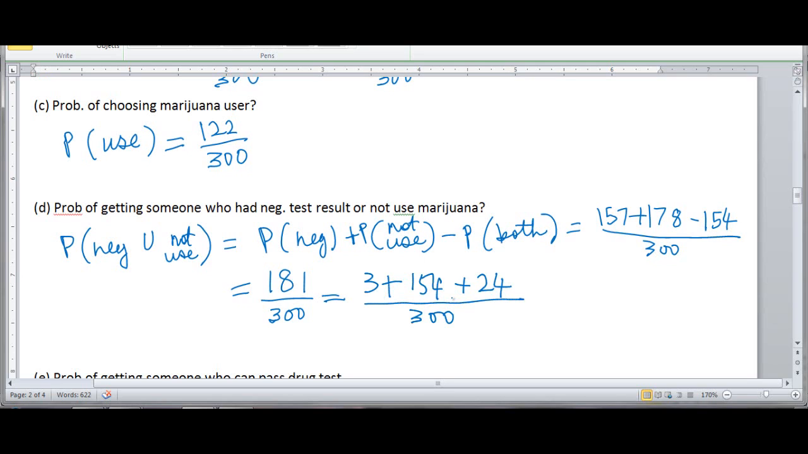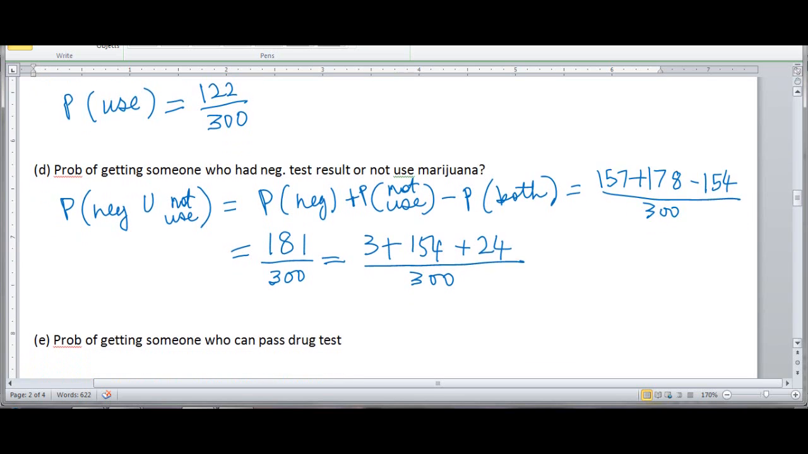And you still get 181. So again, you can use the addition rule, or you can just add up the corresponding cells in the table.